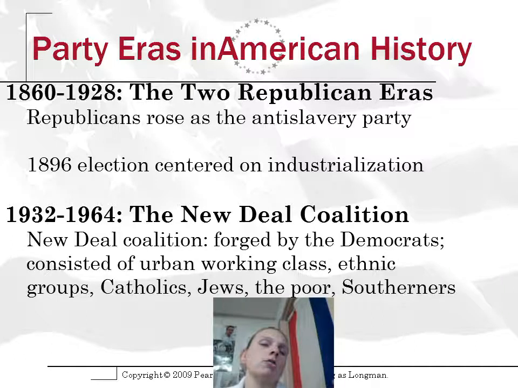He created the New Deal Coalition, and with this, he got a brand new group of people supporting the Democrats. It consisted of urban working class, ethnic groups, Catholics, Jews, poor, and Southerners. And Southerners are going to stay supporting of the Democrats from Reconstruction, all the way up through Vietnam.